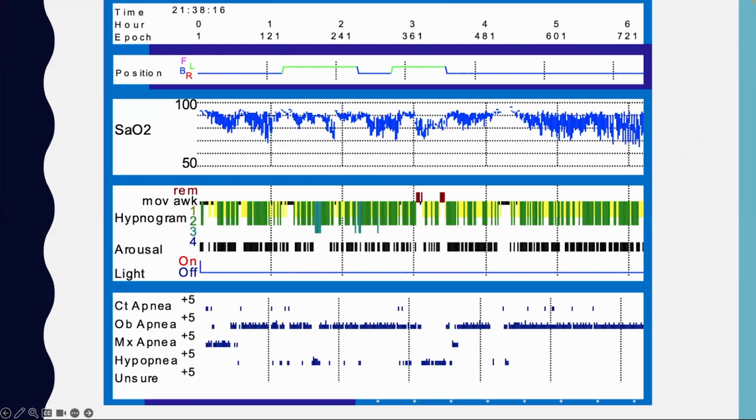Here is the same full night study of the patient, in which you can see frequent obstructive apneas. These blue lines are obstructive apneas throughout the night. And you can also see associated oxygen desaturations throughout the night.